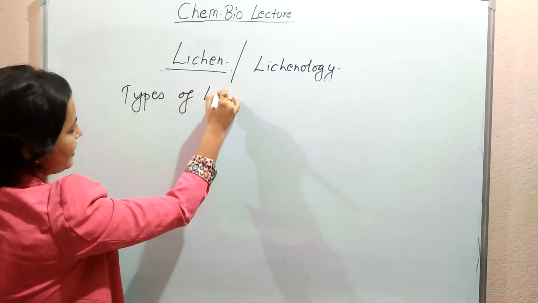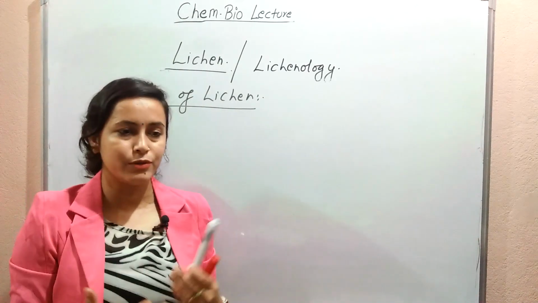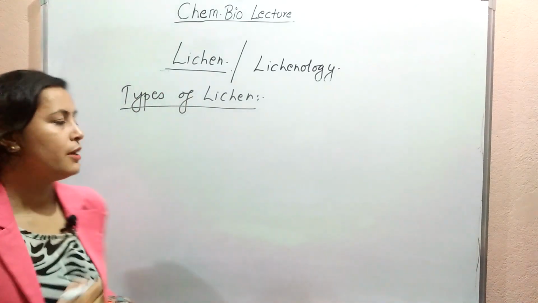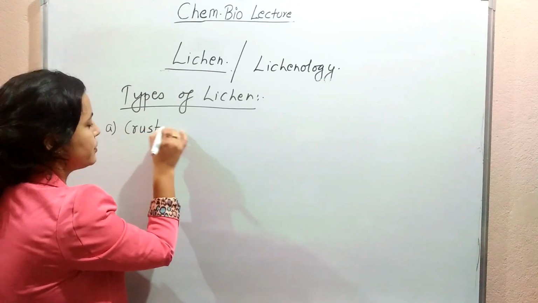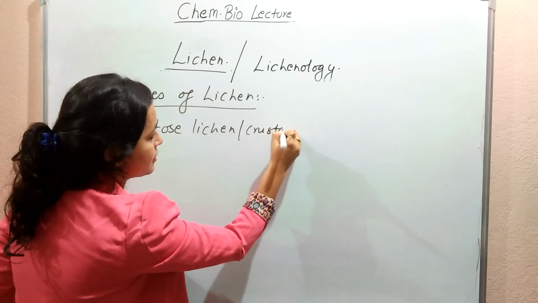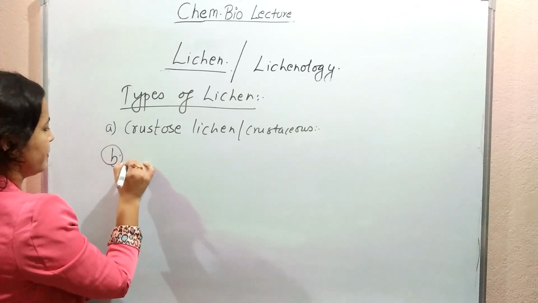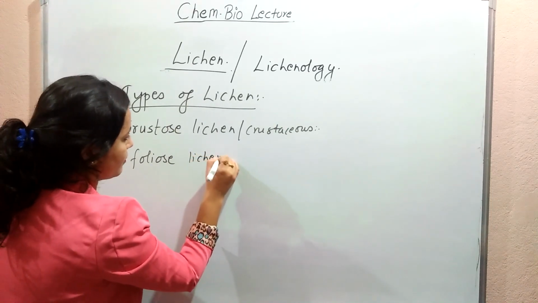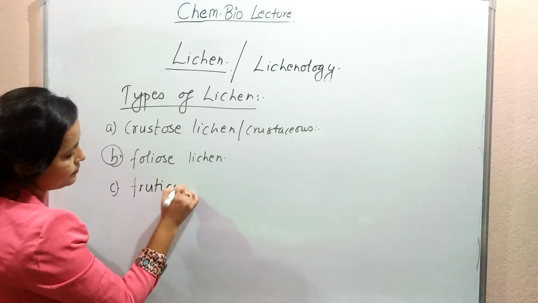Types of lichen. On the basis of their morphology, on the basis of how they generally appear, lichen has been categorized into 3 different types. Those 3 different types are crustose lichen, somewhere even written as crustaceous, the next one is foliose lichen, and the third one is fruticose lichen.